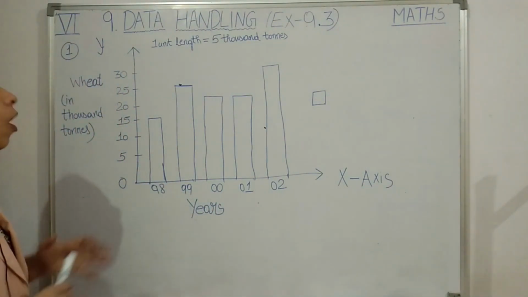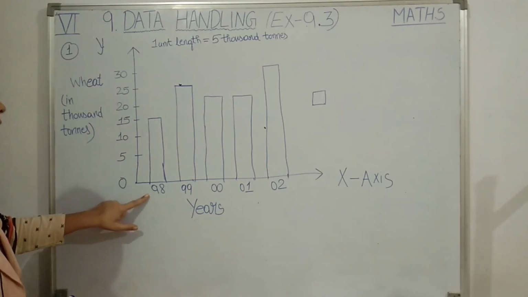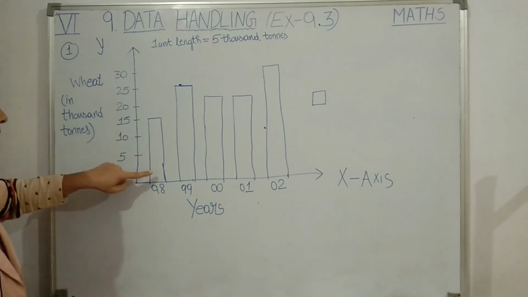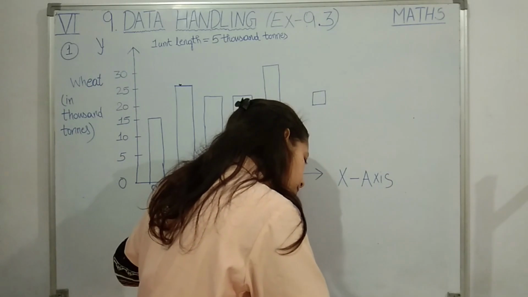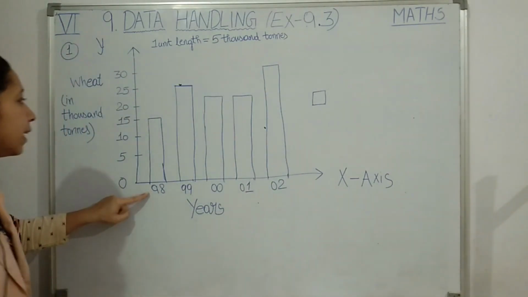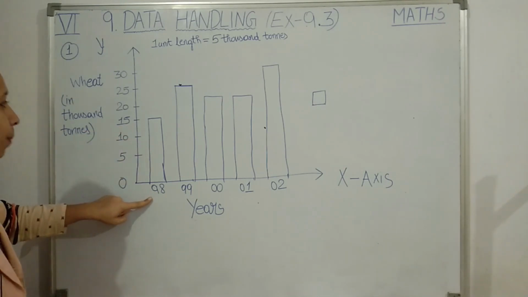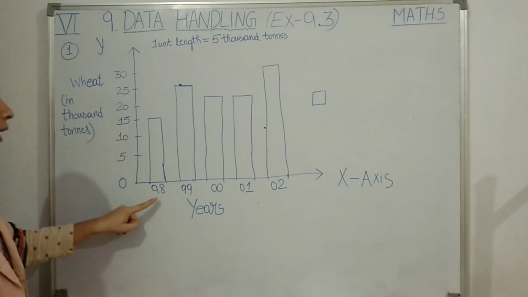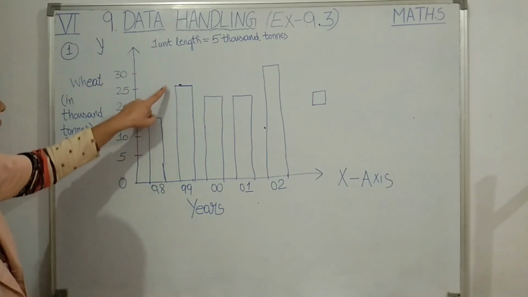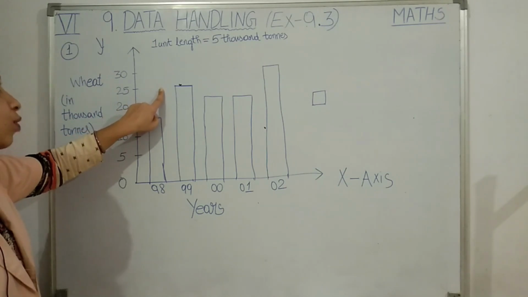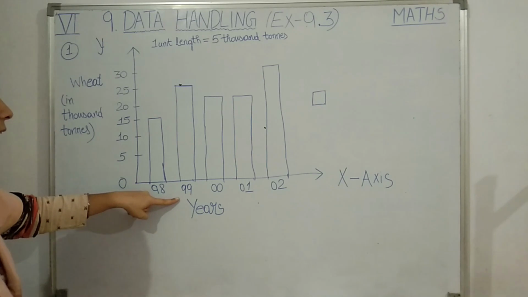You can see, students, this is year 1998. In year 1998, how much wheat was purchased? The bar is going up to 15. So 1998 goes up to 15, isn't it? So it means that the government has purchased 15,000 tons of wheat in the year 1998. Got it, students? In the year 1999, it is going near 25. So we can say that the government has purchased 25,000 tons of wheat in the year 1999.